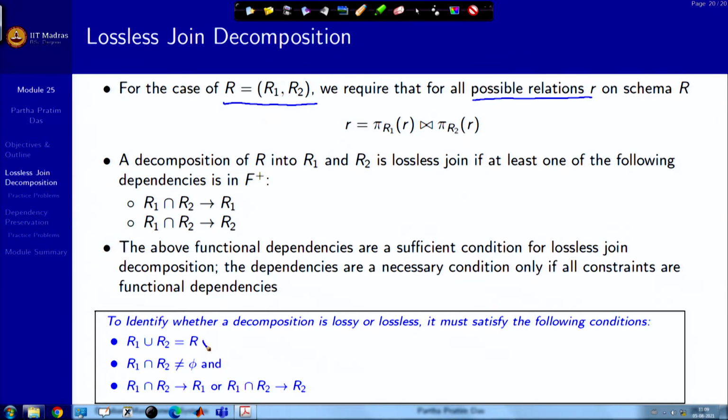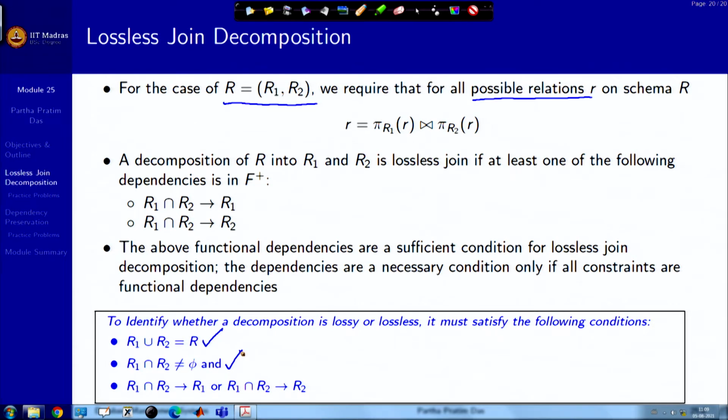Naturally, one condition that I will need is that the union of R1 and R2 covers all attributes of R. Otherwise, obviously, I cannot get back the information. The intersection of R1 and R2 must be non-null. There must be some common attribute, because if there is no common attribute, how do I correlate the segmented information?